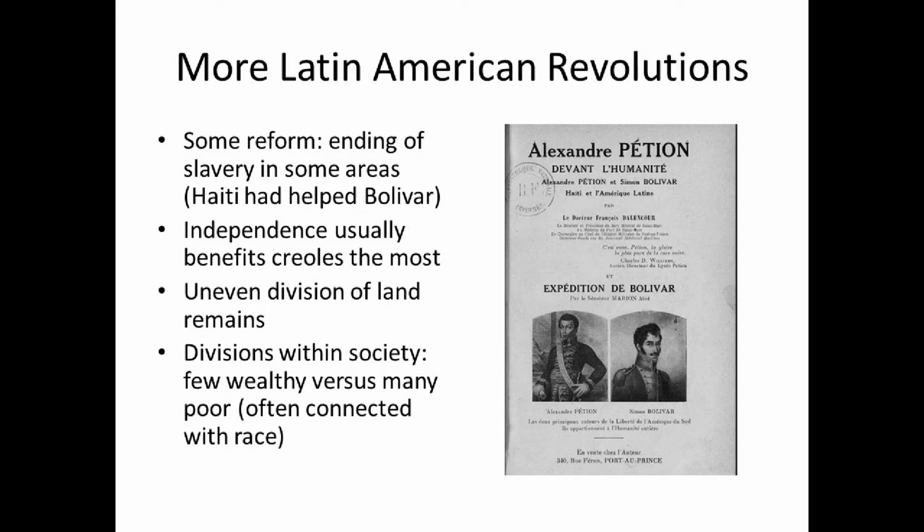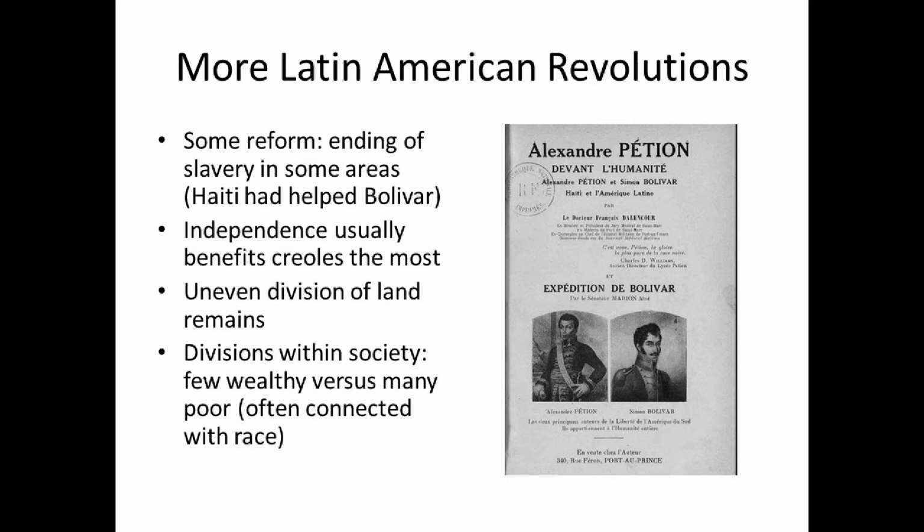So there is something revolutionary about these revolutions. They do change society in various ways, especially in terms of slavery. Now, each Latin American country has its own history of slavery, so we can't just say it ended all of a sudden in each one. But the key thing was these revolutions did lead to the ending of slavery in some areas, and that represents a real change. However, in other ways, things stay the same.